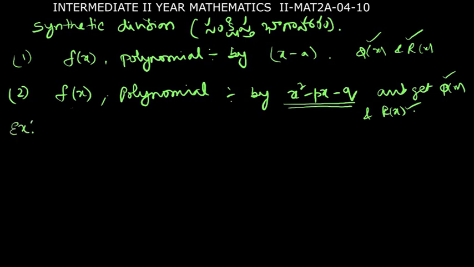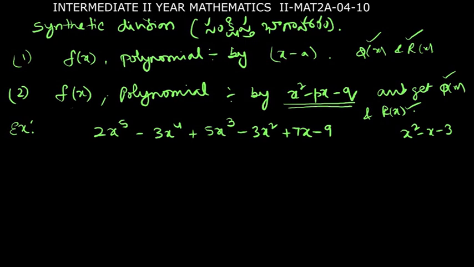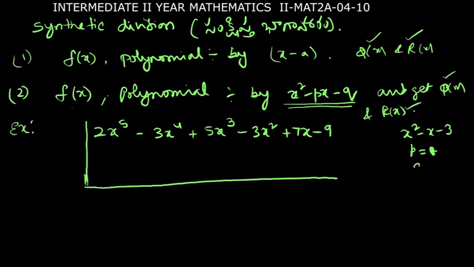Let us take an example and see this. Let the polynomial be 2x power 5 minus 3x power 4 plus 5x cube minus 3x square plus 7x minus 9. We shall divide this by x square minus x minus 3. So what we have to do is just draw a line like this. And here, what is p? p is equal to 1. q is equal to 3.